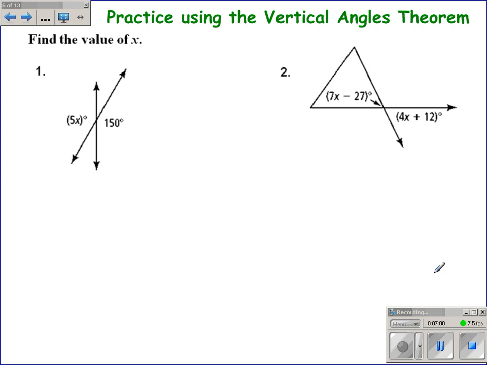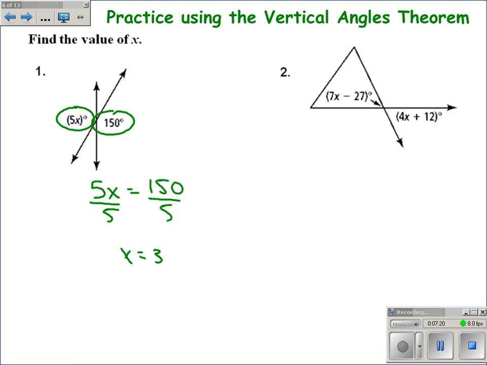Now, again, the idea is that the vertical angles are congruent. So this is equal to this. So 5x is equal to 150. Well, right now x is being multiplied by 5, so the opposite of multiplying is dividing by 5. And x is equal to 30.